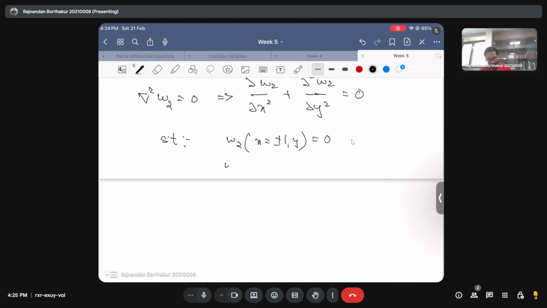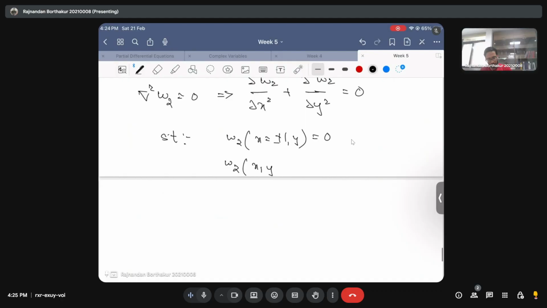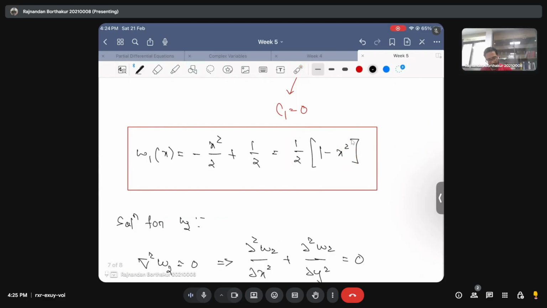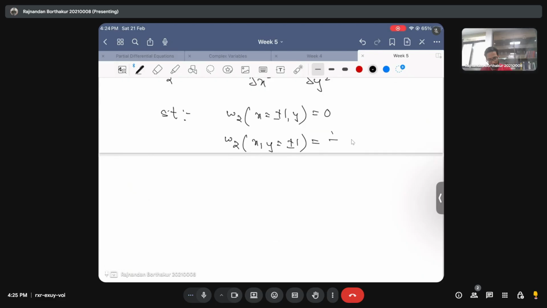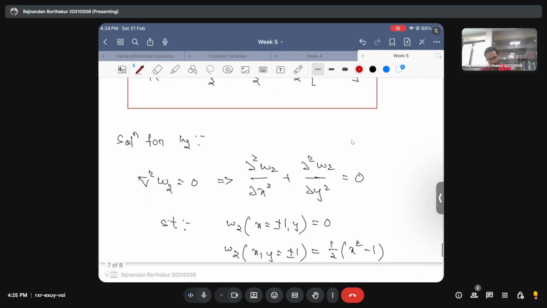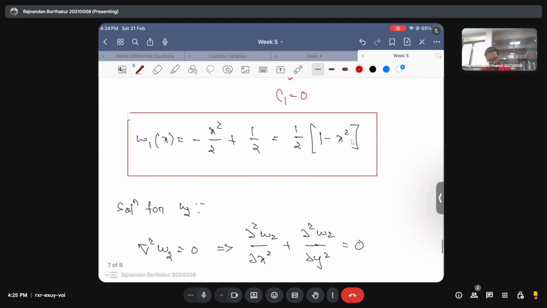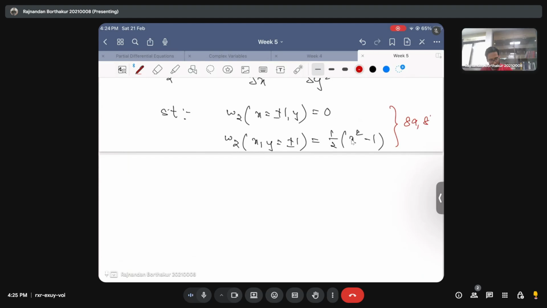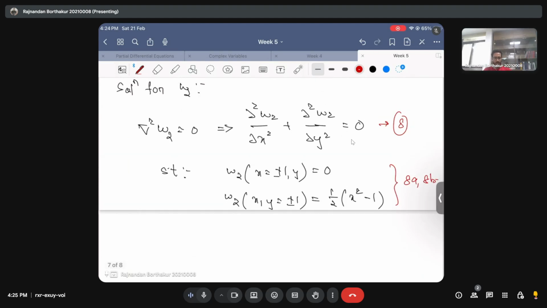And the second thing is W2 for all x at y equal to plus and minus 1 is equal to minus W1, and I know that W1 is equal to this, which means this is just going to be equal to half of x squared minus 1. So these are the two boundary conditions. This is my equation, maybe I should name this 7, this is 8, and these are the boundary conditions 8a and 8b. The next step is to solve for W2, which satisfies the Laplace equation subject to these four boundary conditions.